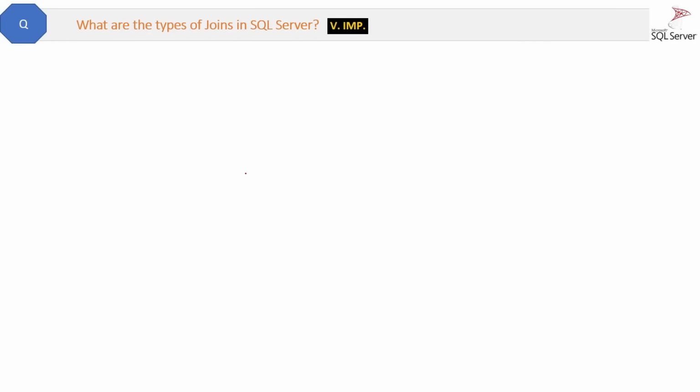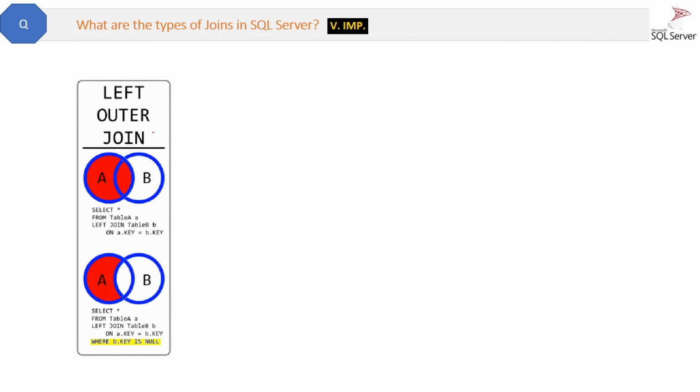What are the types of joins in SQL Server? This is a very important question from an interview perspective. First is outer join, which is of three types. Left outer join. As you can see in the diagram, it returns all the records from the left table and the matched records from the right table. See the diagram, we have two tables A and B, and we are getting all the records from the first table. And see the query below for the left join: select star from table A, alias A, left join table B, alias B on A dot key. This is the column on which the join has been performed.